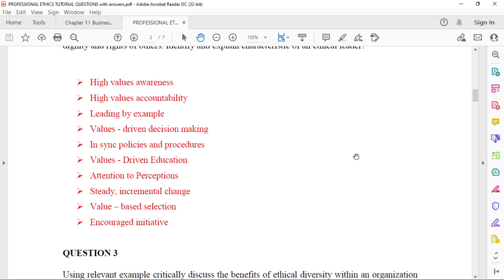And encouraged initiative. We're just saying that as an ethical leader, you have to encourage initiative from your employees, to make sure that they do not just follow, but they lead also, they initiate instead of just being told what to do. Now, these are the characteristics of an ethical leader, and you can also find this in your study guides. They are well explained. There are also previously made videos on this that explain these characteristics.